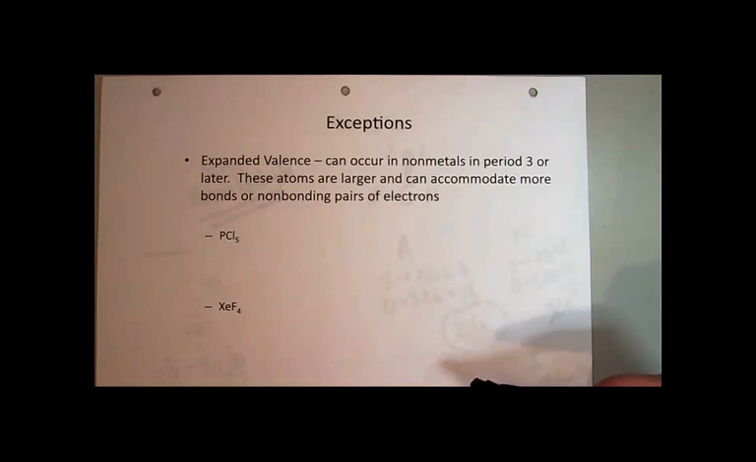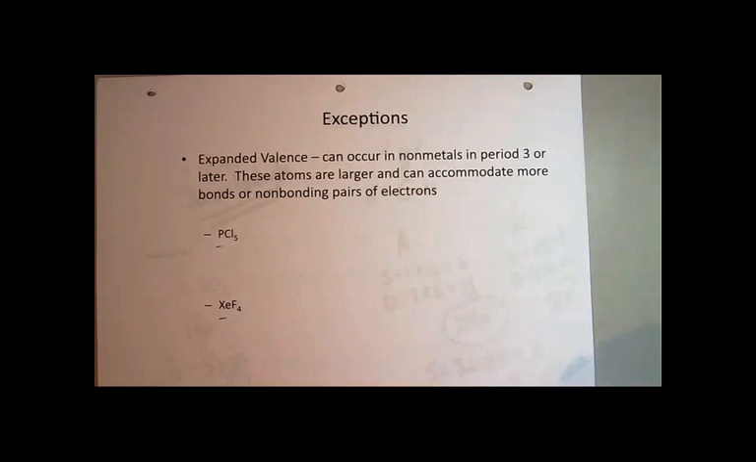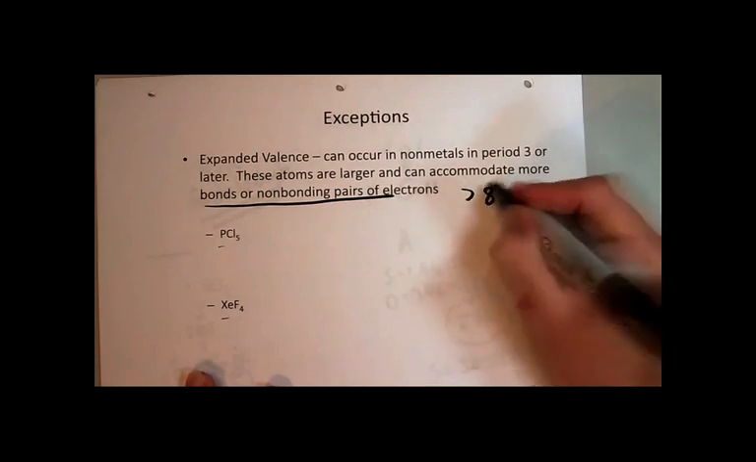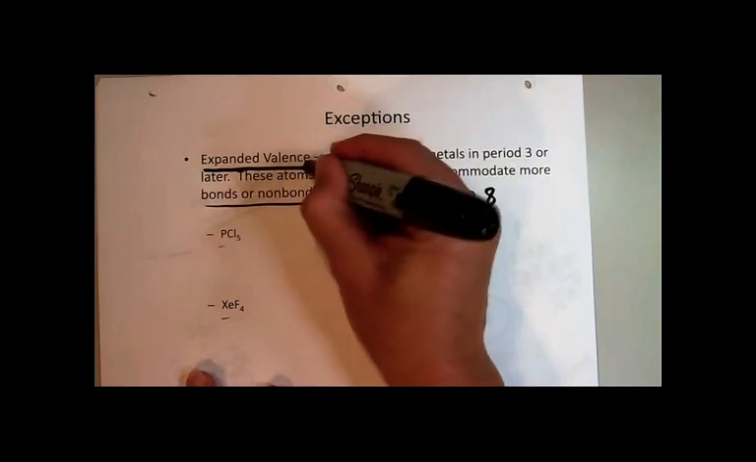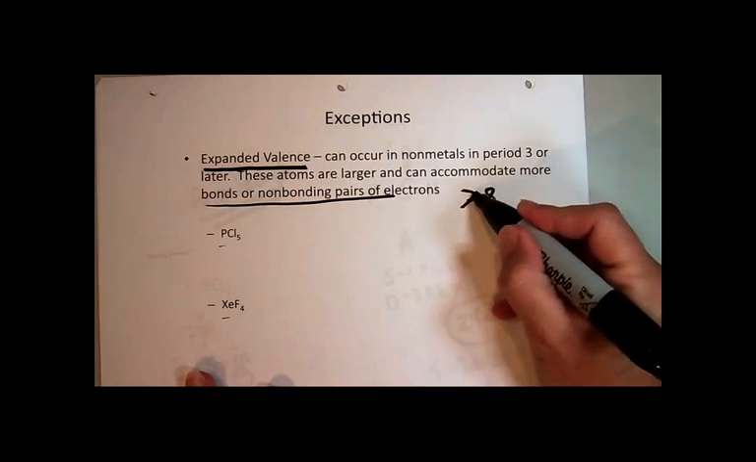So we're looking here at the central atom, and when they get larger, they don't have to, but they can actually accommodate more either bonding or non-bonding pairs of electrons. And when I say more, I mean greater than 8. So it's called an expanded valence. The valence shell of the central atom can have more than 8 electrons.